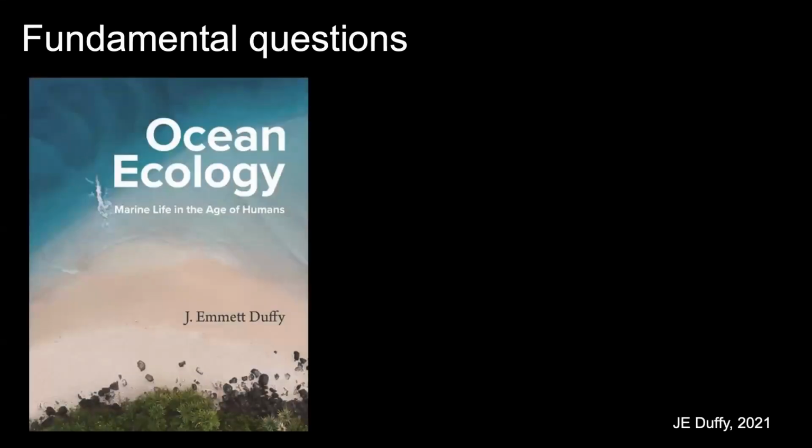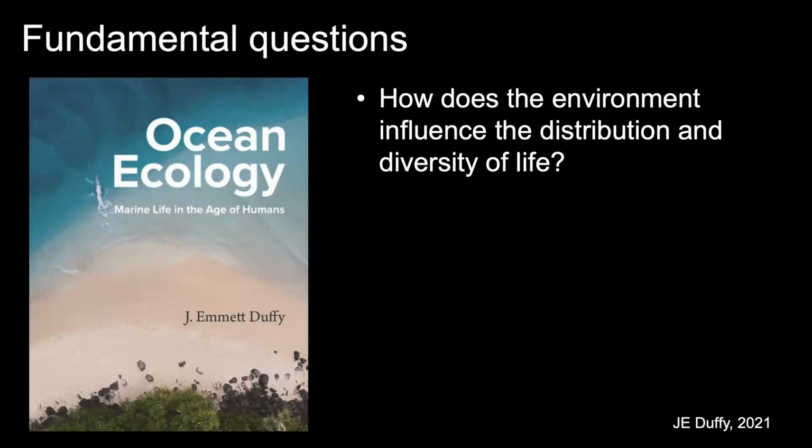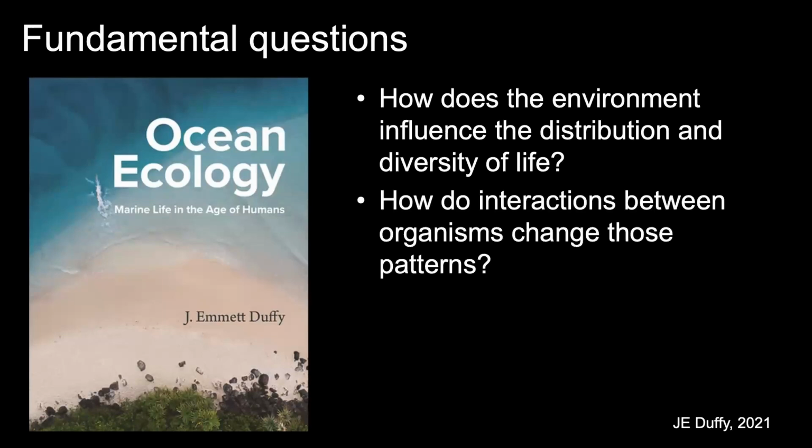But to start out with, and I probably don't need to tell most of you in this audience, when we're doing sampling in the ocean, we're often asking very fundamental questions, relative to what some of our terrestrial colleagues might be thinking about. And I think that in Emmett Duffy's new book on ocean ecology, he laid this out very nicely in the introduction, asking questions like, how does the environment influence the distribution and diversity of life in the sea? As we know, it's a very dynamic environment, changes things on very short spatial and temporal scales.